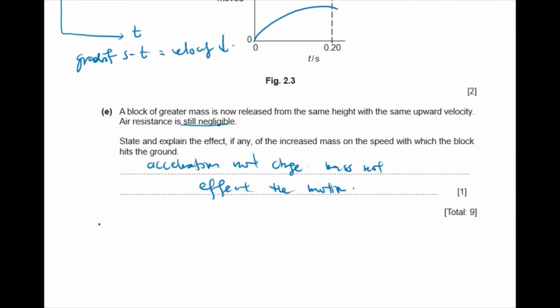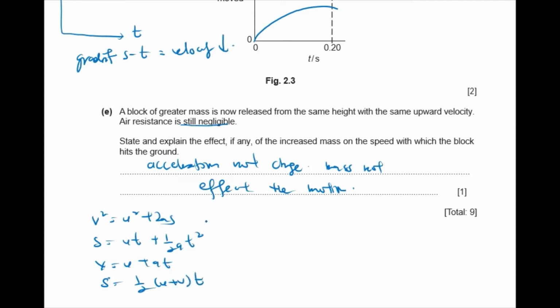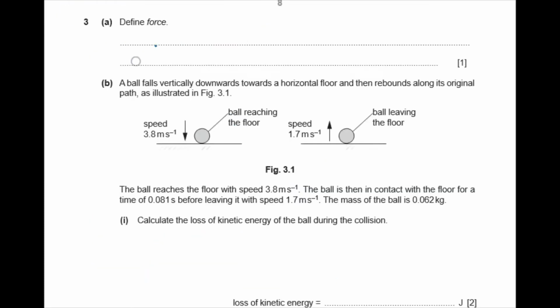These are the equations of linear motion. V squared equals U squared plus 2AS. S equals UT plus half AT squared. V equals U plus AT, and another one, S equals half U plus V times T. So the equations of linear motion are not affected by the mass. Mass has nothing to do with the equations of linear motion. So acceleration does not change. 3a, define force. Force is rate of change of momentum.